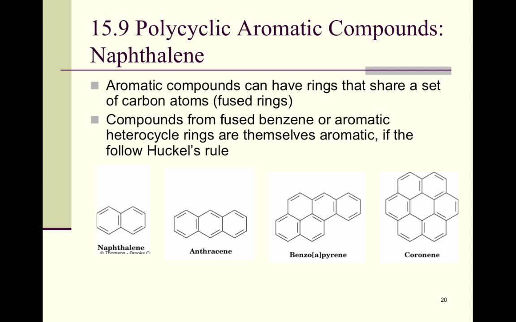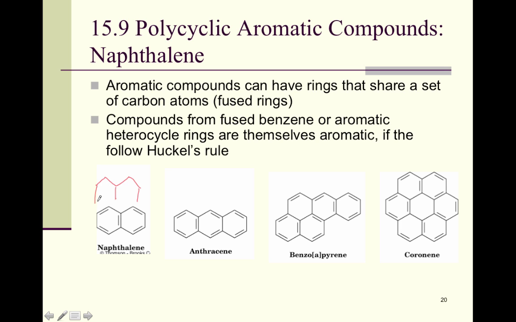Polycyclic aromatic compounds include naphthalene. This is when we have 2 benzene rings fused together. Anthracene would be 3, and then we have a couple more examples here. These follow Huckel's rule, and we'll also see that they are cyclic and planar.